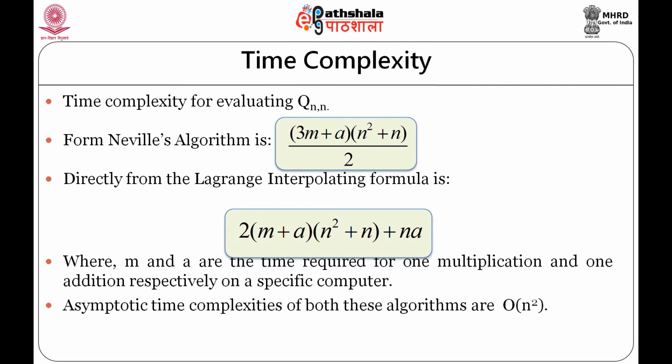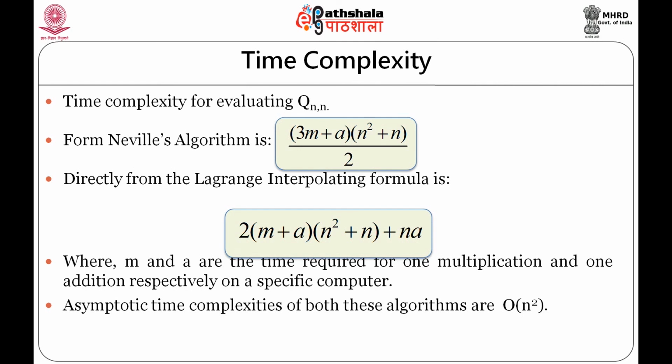So, 2 m into 2 m plus a, total number, say we are evaluating all the Lagrange interpolating polynomials. So, (2m + a) n square plus n, plus n a, where m and a are the time required for one multiplication and one addition respectively on the specific computer, that is what I have already told you. So, this is what is required if you are evaluating nth degree Lagrange polynomial interpolation.